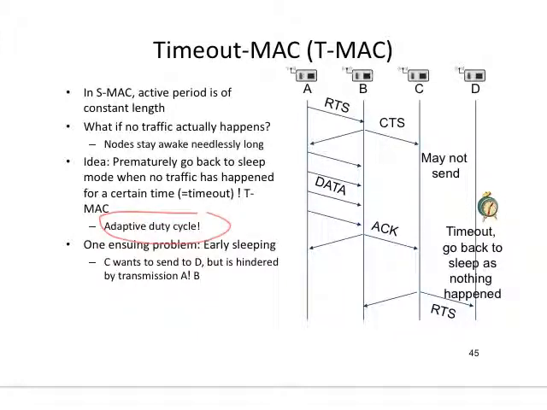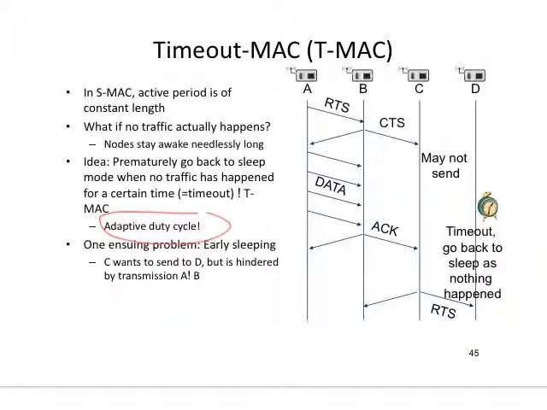So in that case, D will count a specific timeout. Once this timeout comes, it will prematurely go to sleep, even though it's in the active period. And this is what will change the duty cycle. Because I stayed for a long time and did not receive anything, there is no point of staying anymore.